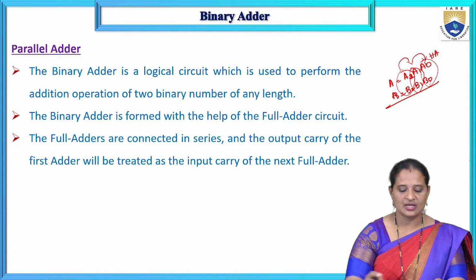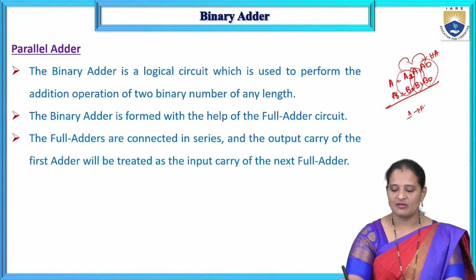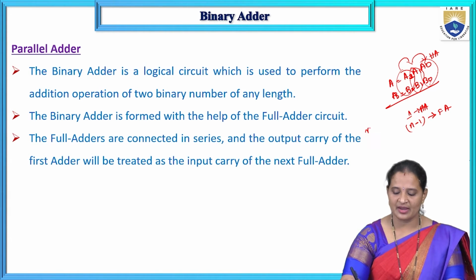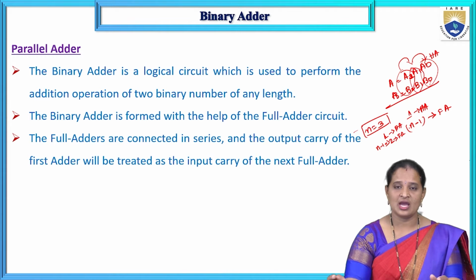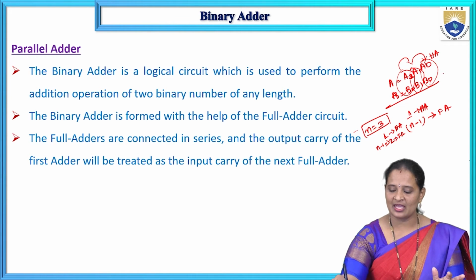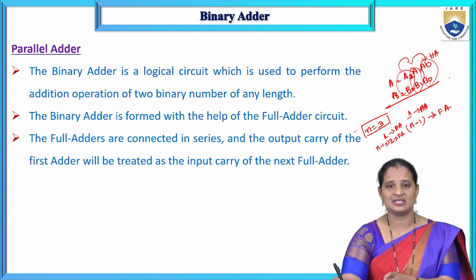Okay, so that means for implementing a parallel adder circuit, I can use a half adder for performing the addition of the 2 LSBs and the remaining n-1 full adder circuits. So if my two numbers have 3 bits each, then a half adder is required for the addition of the 2 LSBs, and the remaining n-1, that is 3 minus 1, that is 2 full adders, are required. Or else I can use all the 3 full adders by taking the carry input of the first full adder, which is adding the LSBs, as 0.